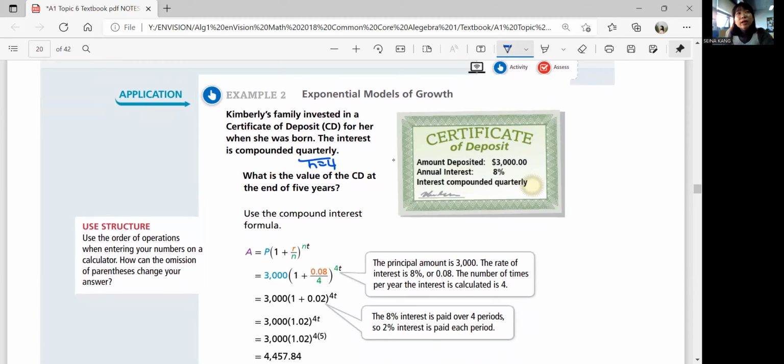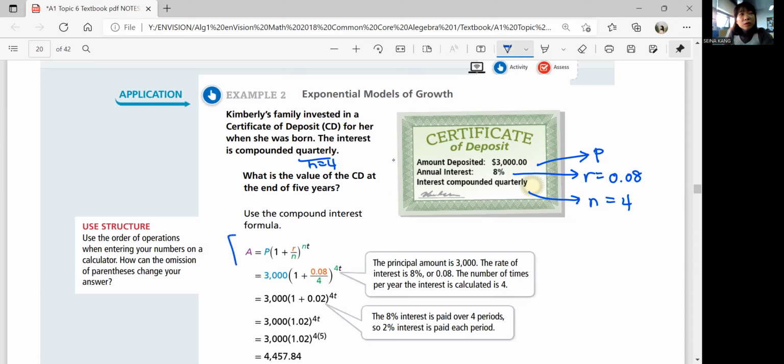Okay, so they deposited $3,000. That's your initial amount, P, your principal amount. Annual interest is 8%, so the rate in decimal is 0.08. Okay, and then interest compounded quarterly. That means your N is 4.